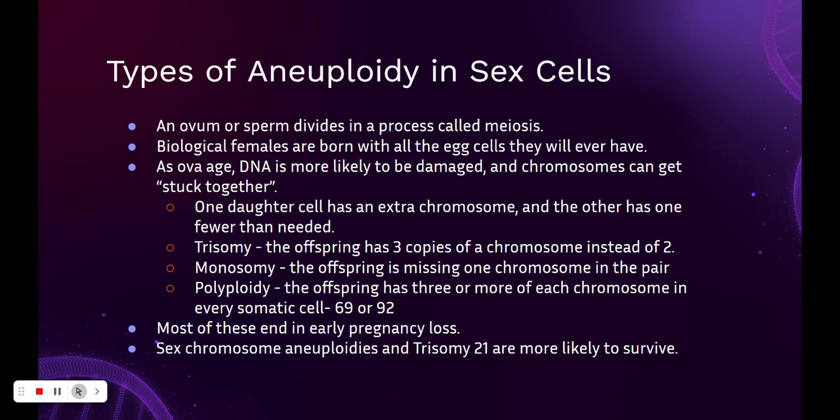Sex chromosome aneuploidies are more likely to survive. Many of them are ending in early pregnancy loss. It just depends on which alleles are actually on those chromosomes and what they code for and whether or not that's going to be a huge problem. But because of X inactivation, you might see people living actually normal lives with sex chromosome aneuploidies.